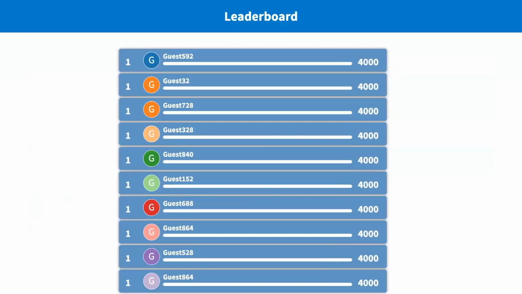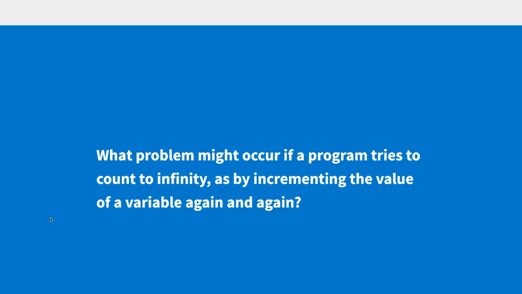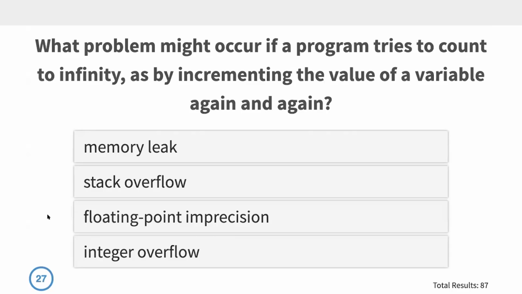And let's now transition to question five. Over to Brian. All right, it's time now for question number five. Question five is, what problem might occur if a program tries to count to infinity, as by incrementing the value of a variable again and again? Options are memory leak, stack overflow, floating point imprecision, or integer overflow.